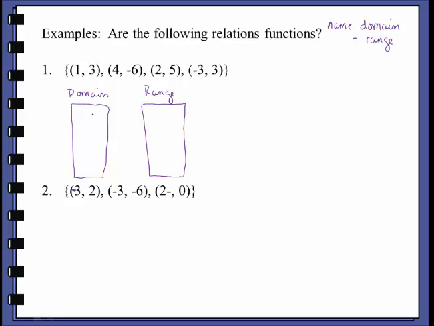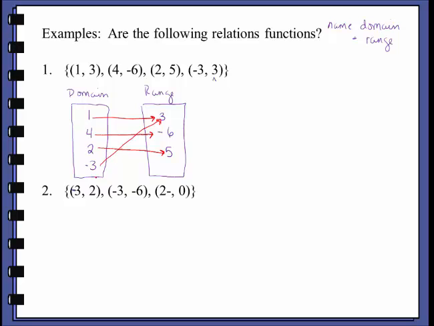My domain is all of my x elements. So I have a 1, a 4, a 2, and a -3. My range is all of my y elements. So I have a 3, a -6, a 5, and then I have another 3. But we only list each number one time. So if I already have a 3, I don't need to write it again, because a 3 is just a 3. It doesn't change. Now I create my map. 1 went with 3, 4 with -6, 2 with 5, and -3 with 3.